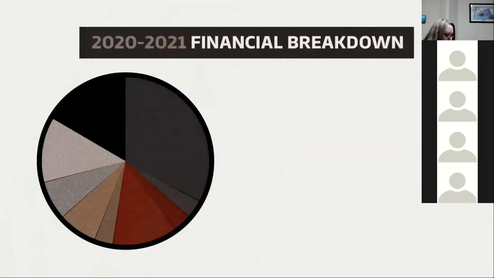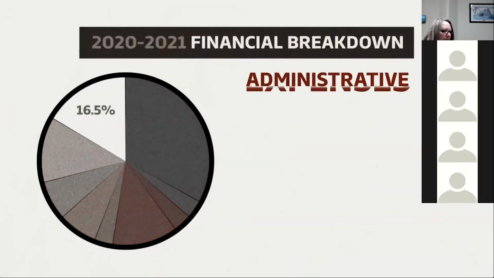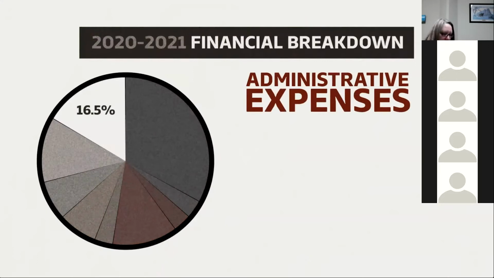16.5% is allocated to administrative expenses. This area reflects the office and administration expenses incurred to provide the infrastructure needed to support the business conducted by ABP.